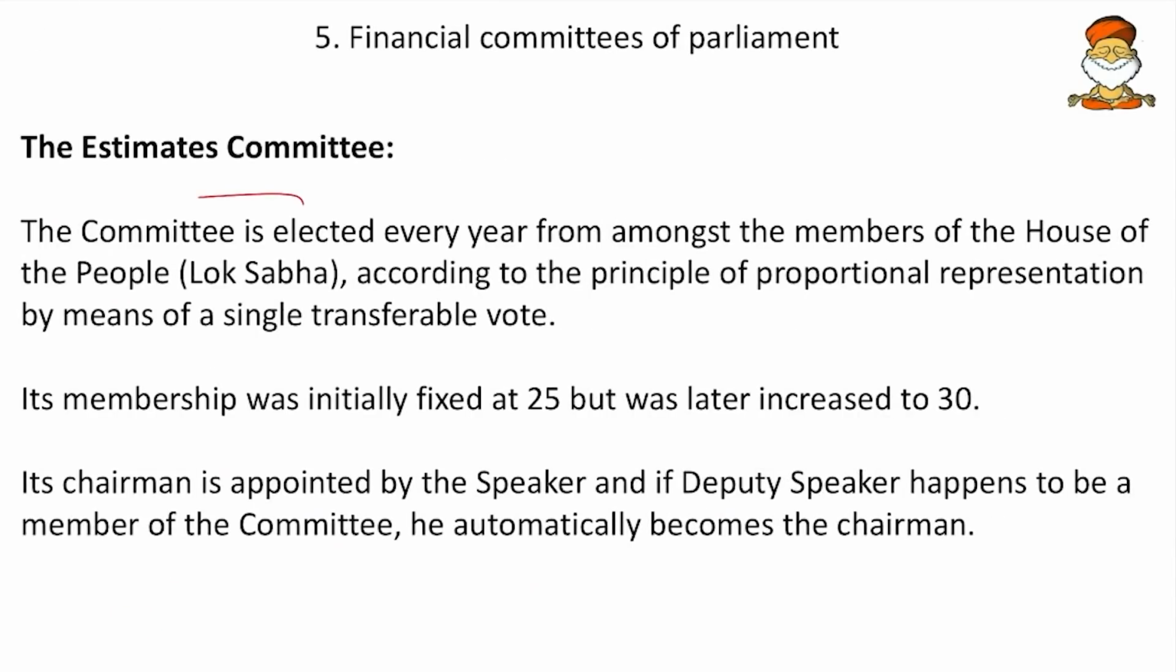And then we have the Estimates Committee. The committee is elected every year from amongst the members of the House of the People according to the principle of proportional representation. Its membership was initially 25, but later it was increased to 30. All members are from the Lok Sabha only, none from Rajya Sabha. This committee works before the passing of the budget and remains functioning throughout the year, looking at how the estimated money is being spent and how many demands for grants the government is making. Throughout the year it keeps the account of the government's expenditure.